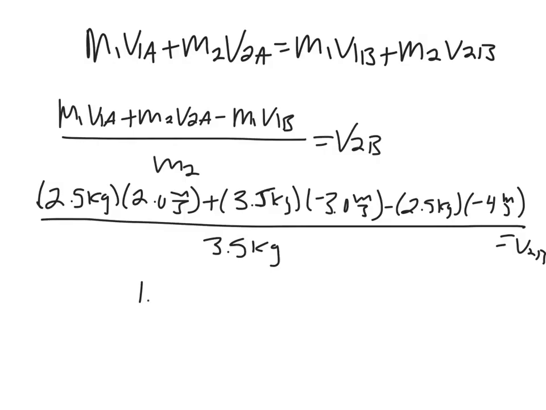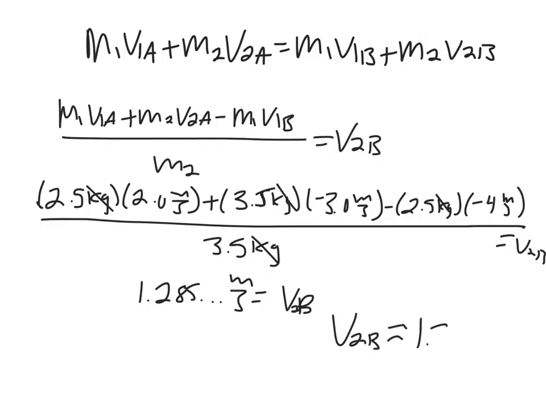This all reduces down to 1.285, keeps on going. Units: kilograms all go away. We're left with meters per second. That makes sense since this is a speed that we're solving for. So V2B is equal to 1.25, keeps on going, meters per second. This worked out to be a positive number, so that means that the second cart does move to the right after the collision, so it does bounce and recoil in the opposite direction, same as cart 1. We only have 2 sig figs, so V2B with 2 sig figs is approximately 1.3 meters per second.